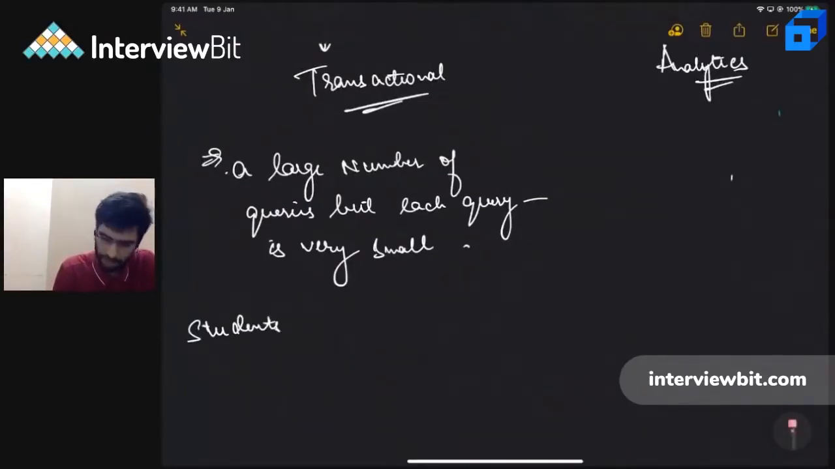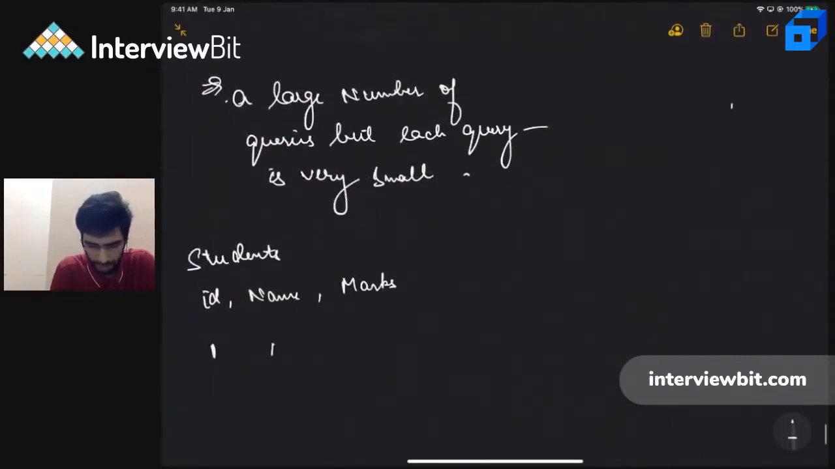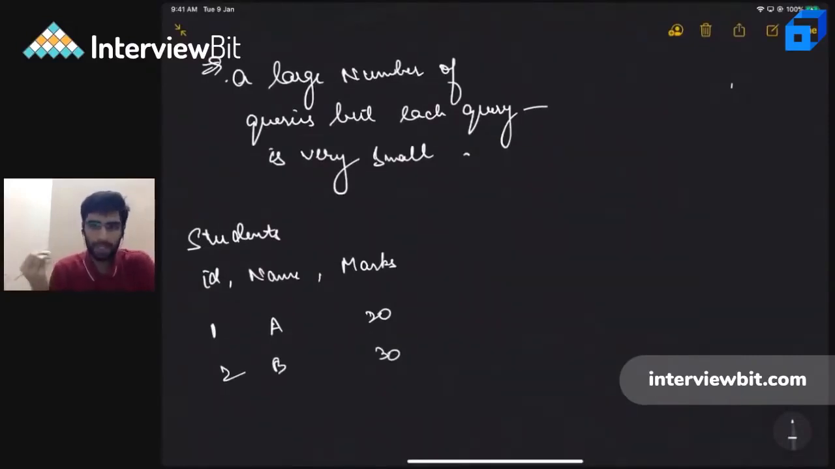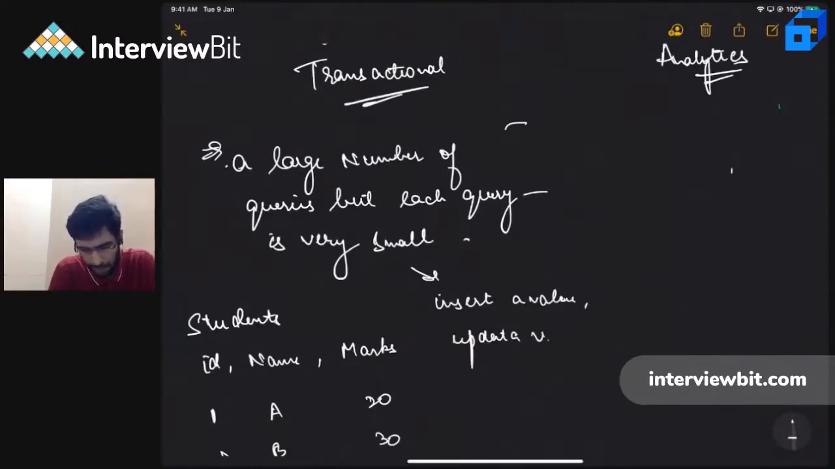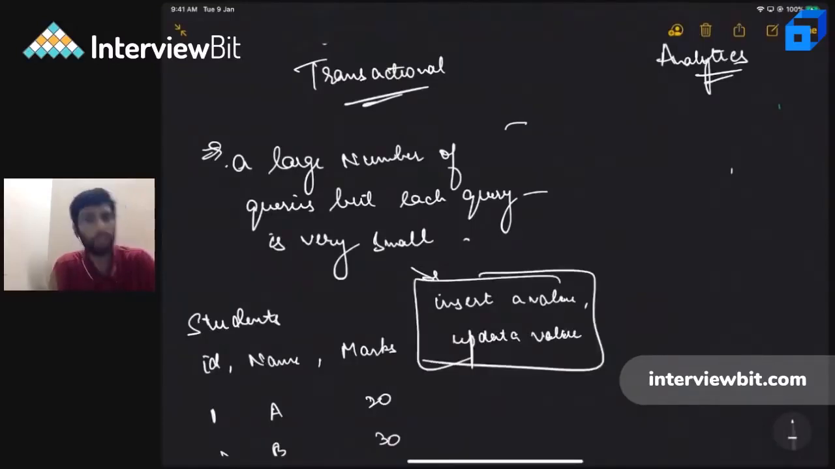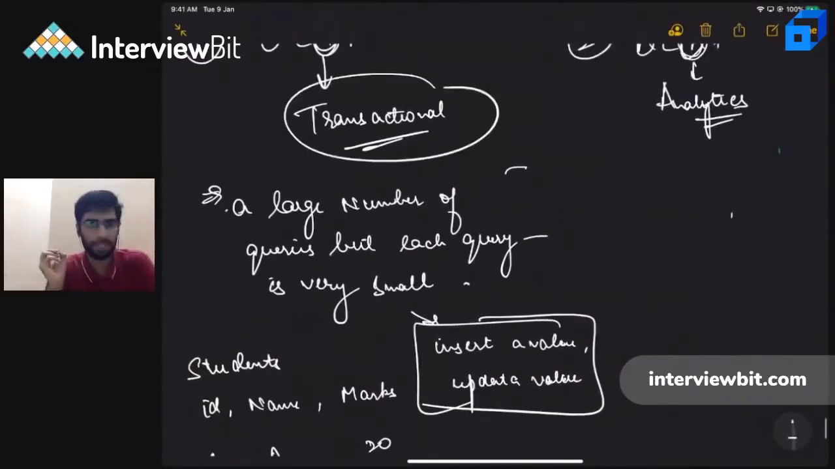And let us say the student table has something like this: ID, name, marks. So there is ID 1, A, initially his marks are 20, then 2, B, 30, something like this. Now my queries are things like, insert a value or update a value. These are very small operations, but these operations are happening a lot of times. In those scenarios, you need a transactional database management system.